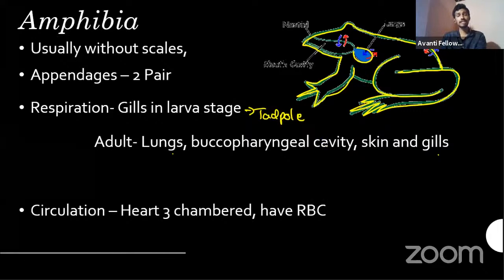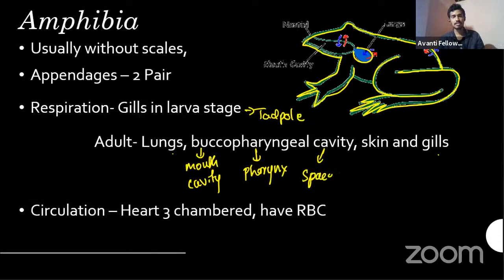Then what is the buccopharyngeal cavity? Bucco means mouth cavity. The buccal cavity we normally say, right? That means mouth. And pharyngeal means pharynx. Cavity means space. These frogs also have a cavity here, where the mouth and pharynx are situated. They also have the ability to exchange gas through the layers of the buccopharyngeal cavity.